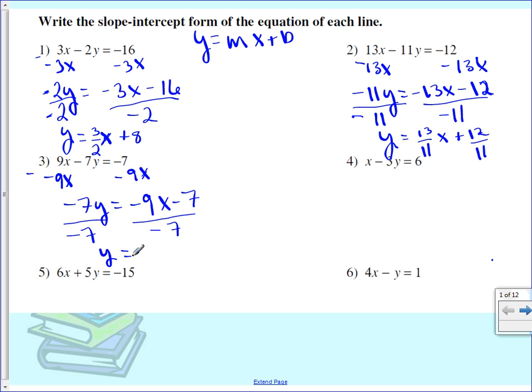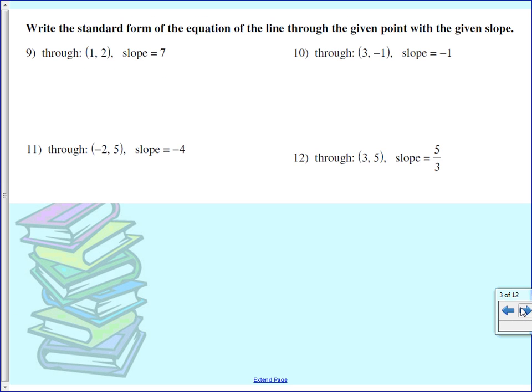Negative 9 divided by negative 7 is a positive 9 over 7x. Negative 7 divided by negative 7 is a positive 1. Okay? I'm going to go ahead and move on to number 9.